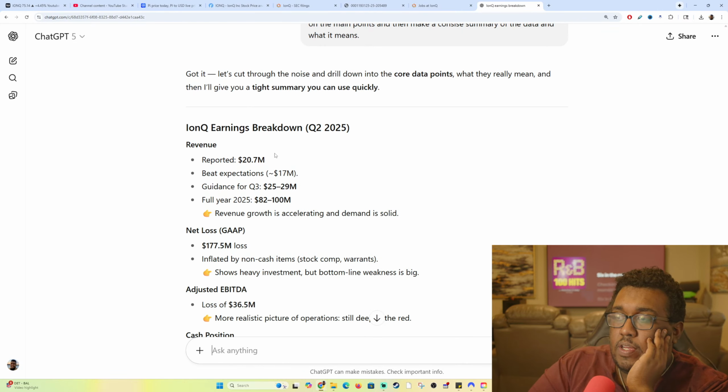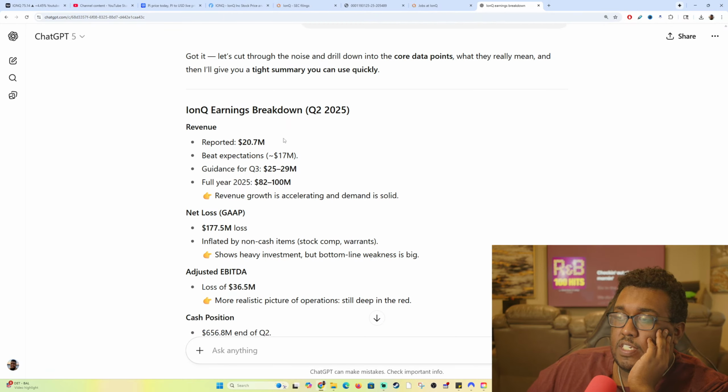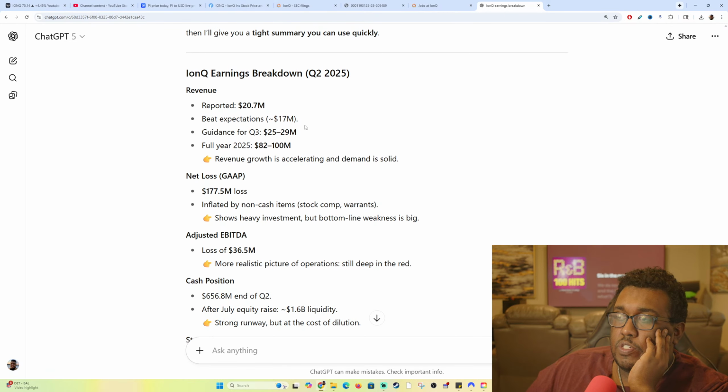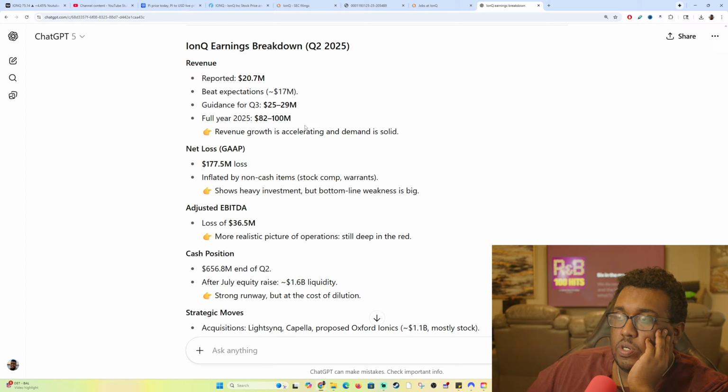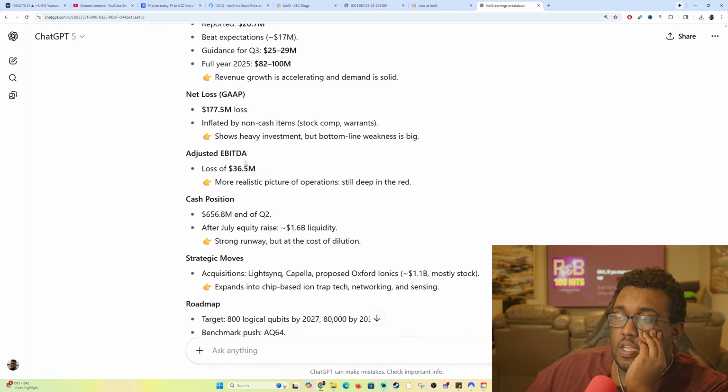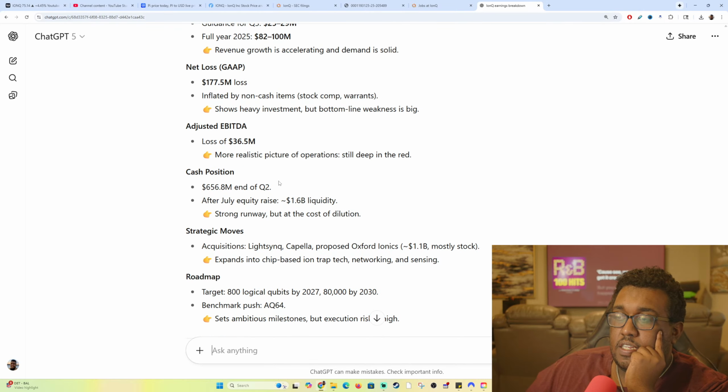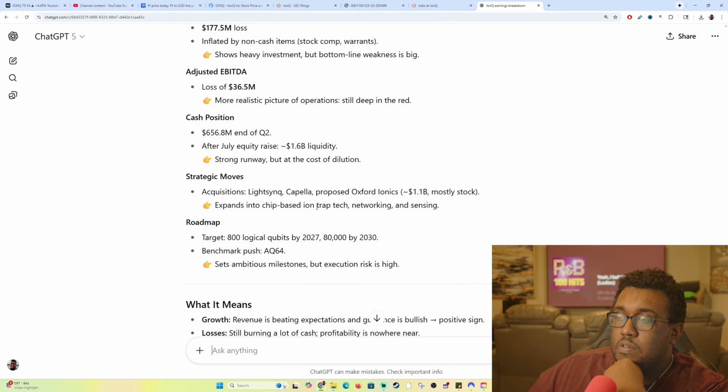So reported $20 million, beat expectations by around $17 million. Guidance for Q3 was $25 to $29 million. In full year 2025, they only expect to make $82 to $100 million. That's revenue, not profit. Net loss is $177 million. Adjusted EBITDA is 36.5. Cash position at the end of Q2, they had around $700 million worth of cash. After July equity raise, $1.6 billion of liquidity. So, okay. Strong runway by the cost of dilution.